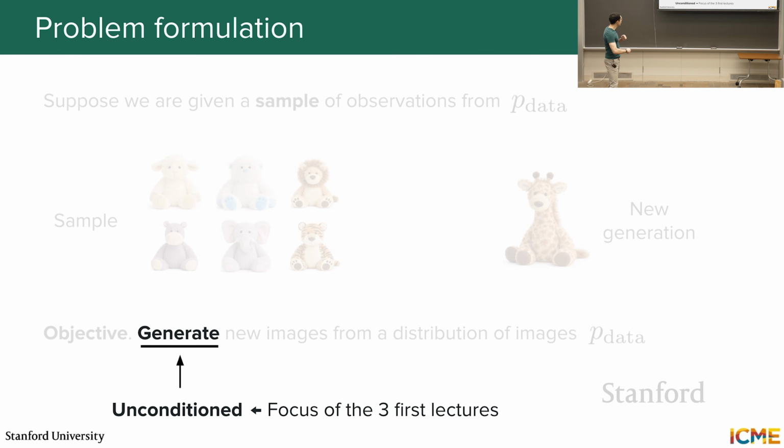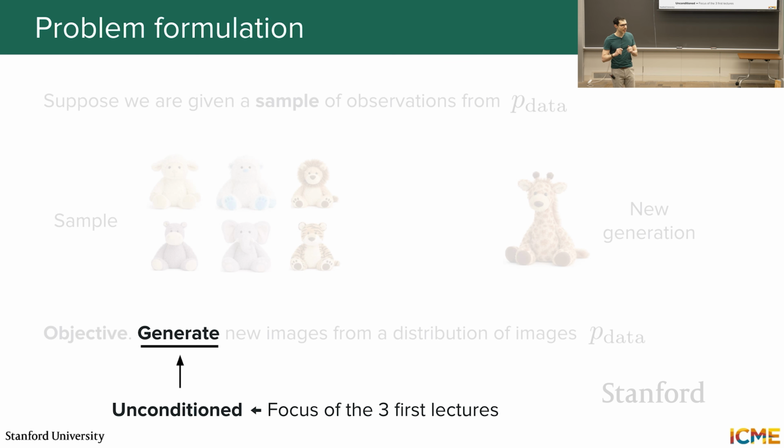And again, just emphasizing that this is unconditioned. We're not putting anything as input. We just want to generate a sample that is following that distribution. So how do we do this?